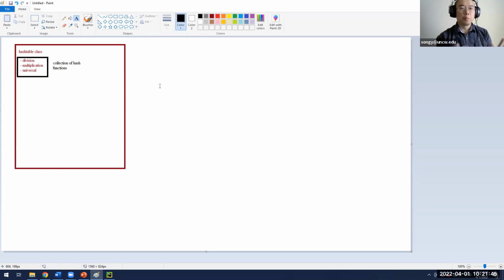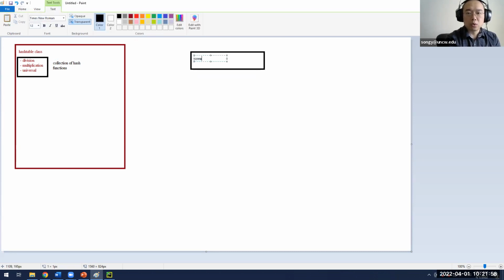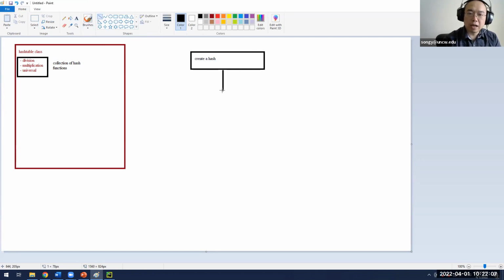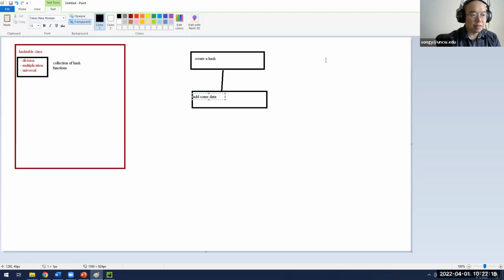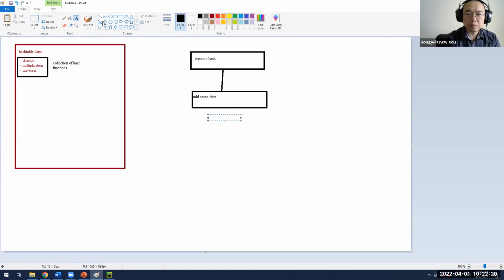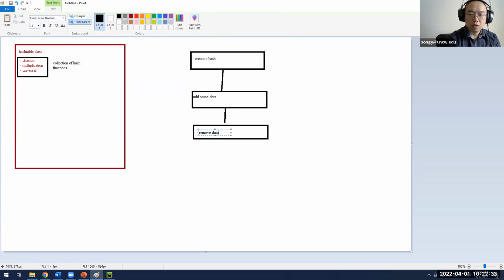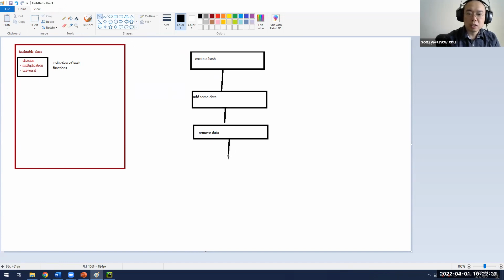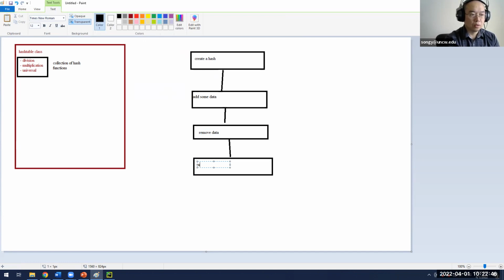Yes. And then, for example, in the process of creating a hash, I want to say create a hash, and then later I may try to put some data. After I create a hash, I may say add some data. And then later, I may also try to remove some data. And then I may also try to use the key to get some data. So those are all the things we can do with a hash function, right? Yes, yes.